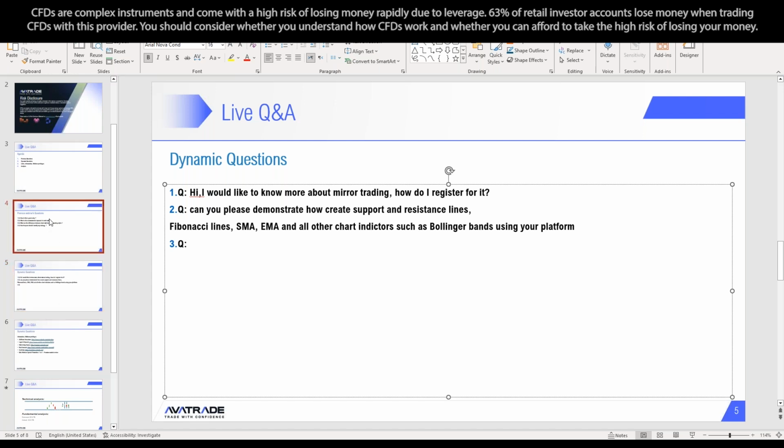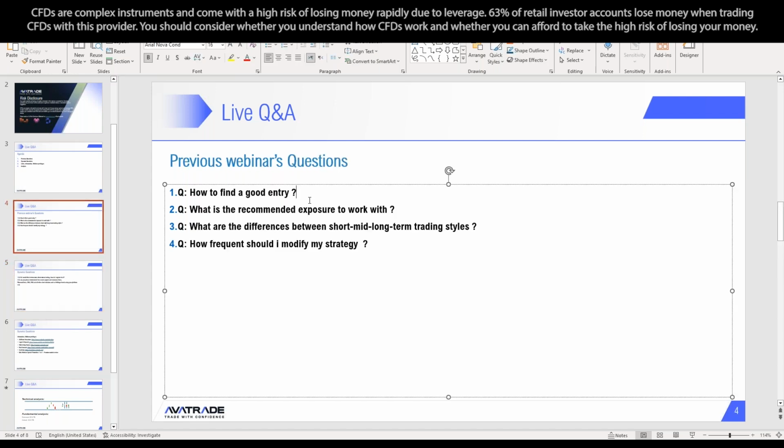All right, very good. So the first question, as I said, very simple: how to find a good entry. That's amazing. The second question is, what is the recommended exposure to work with? The third question is, what are the differences between short, mid, and long-term trading styles?